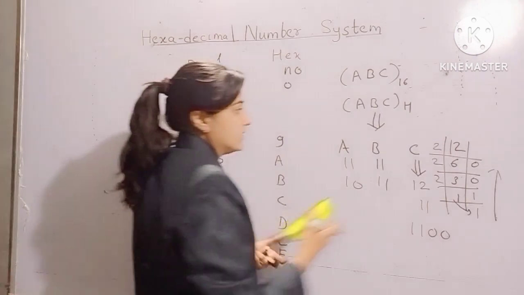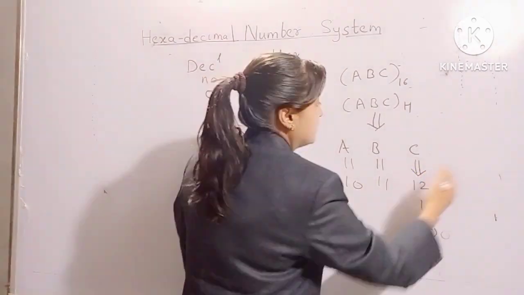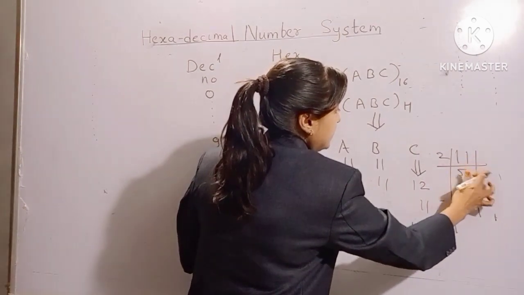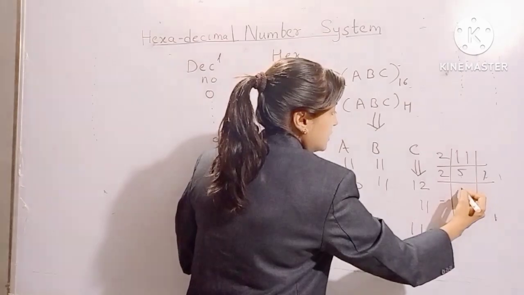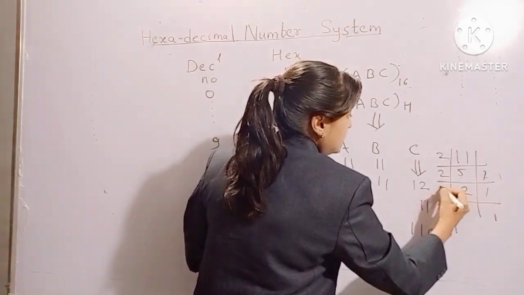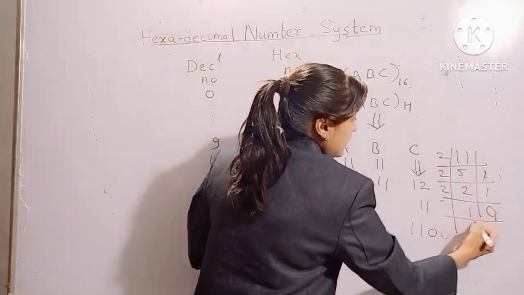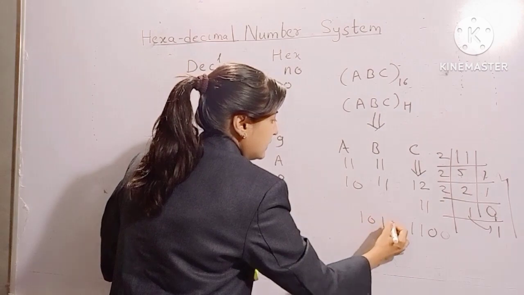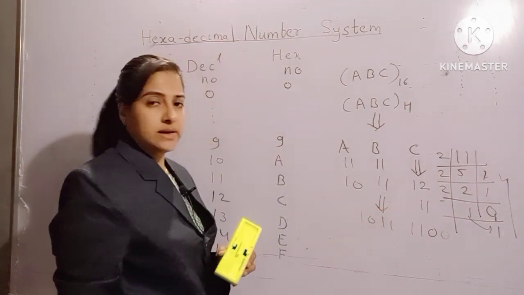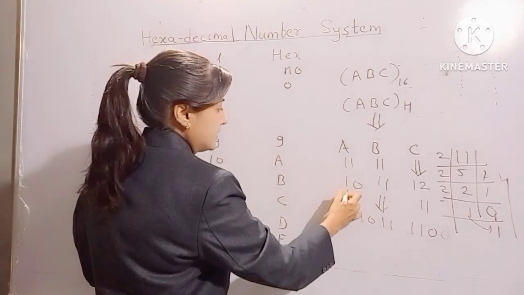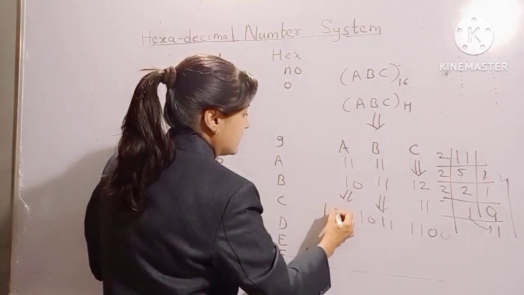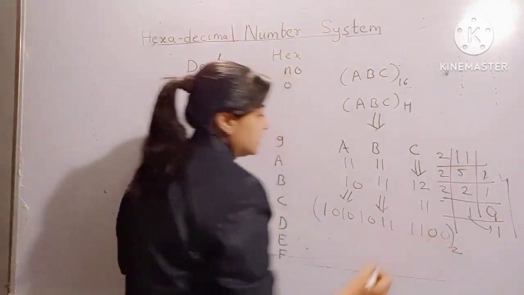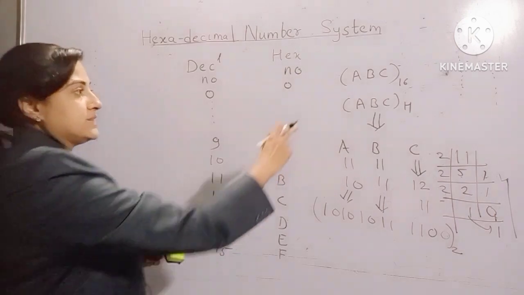B is 11. How can I represent B? The same method. 2 fives are 10, remainder 1. 2 twos are 4, remainder 1. 2 ones are 2, remainder 0, and 1 shifts here. So 1011. This is the binary equivalent for 11. For 10, the same way, I'll get 1010. With practice you can do that. So this is the binary equivalent for this hex number.